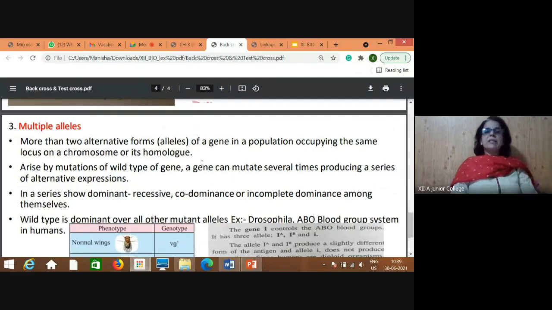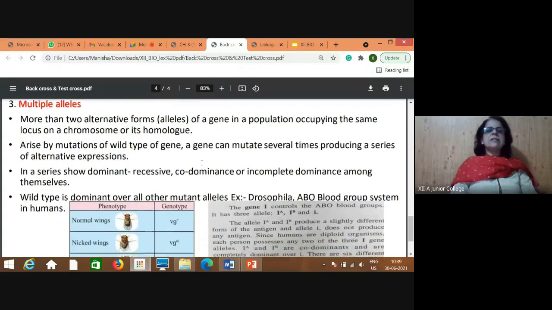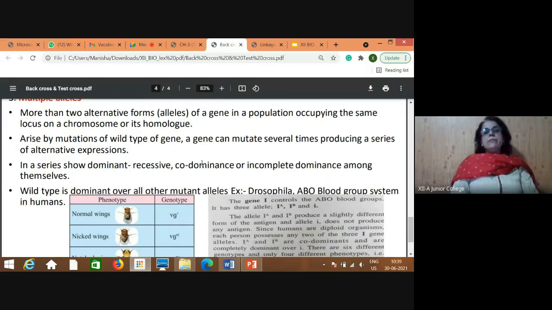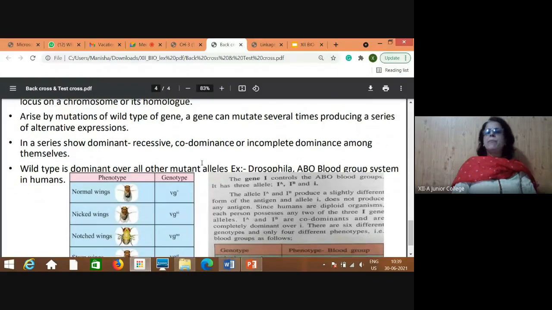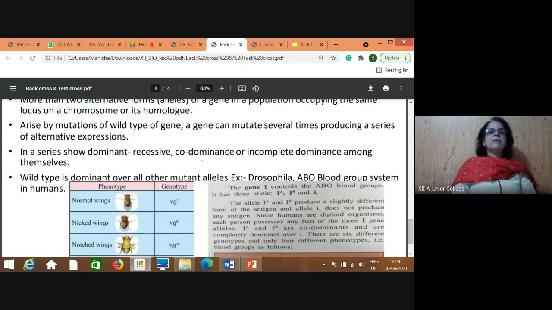Now the best example of multiple alleles is Drosophila melanogaster, the common fruit fly, which you know by its name Drosophila melanogaster. Another example is the ABO blood group system in humans. Now we will see what happens here.